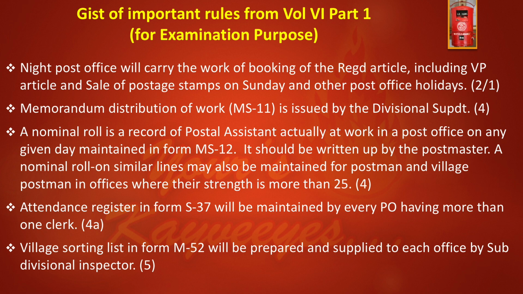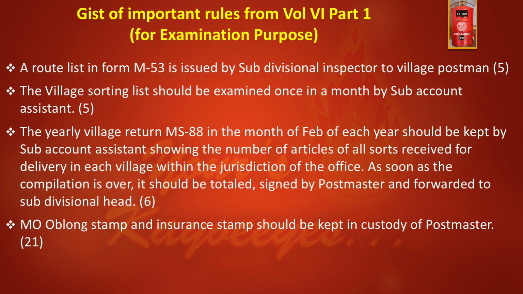The village sorting list, which will be prepared in Form M52, should be supplied to each post office by the subdivisional inspector. A route list in Form M53 is also issued by the subdivisional inspector to all the village postmen. Rule number 5. The village sorting list should be examined once in a month by the sub-account assistant. Rule 5.